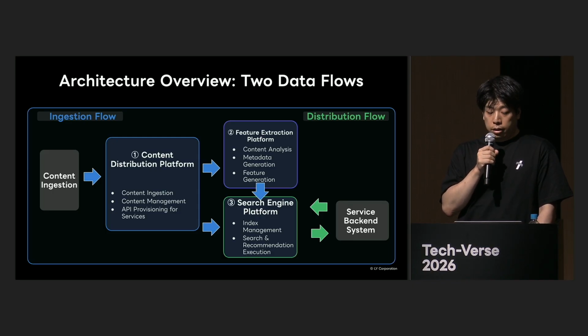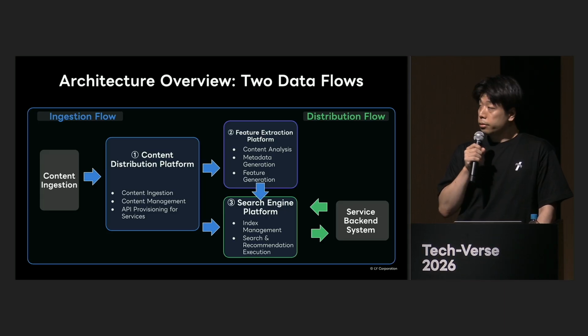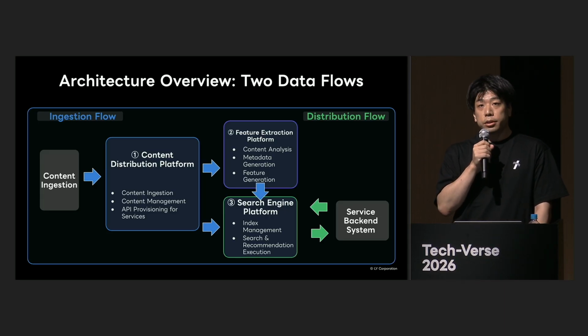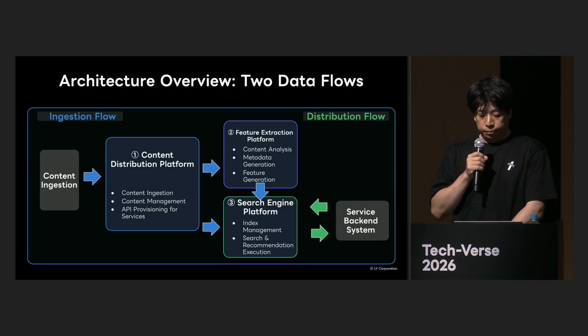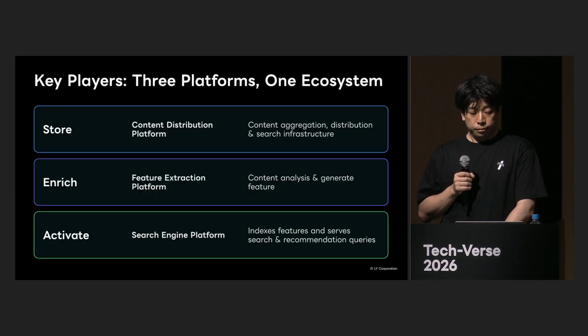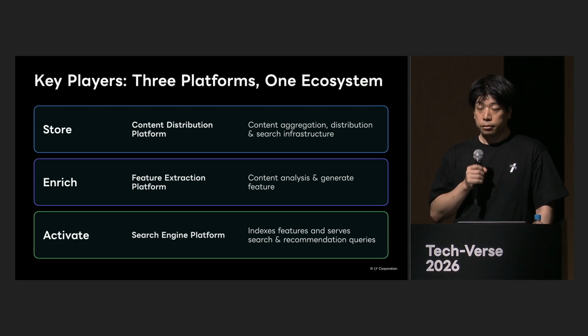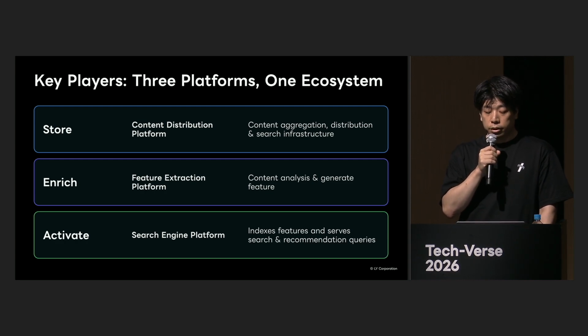The content delivery system flows from right to left in the diagram. Then, the backend system of the utilizing service sends a search recommendation request to the search platform via the API of the CDP. The three platforms appearing here are the three main components supporting this ecosystem.